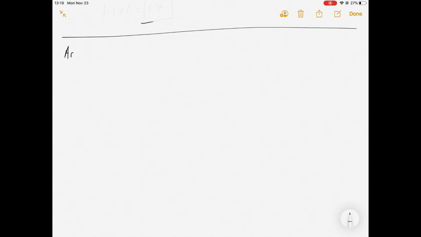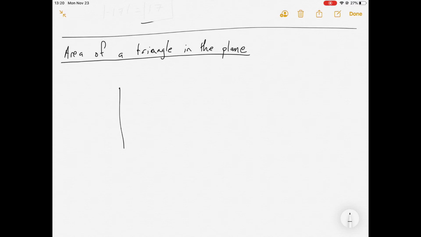The next application I want to cover deals with the area of a triangle in the plane. It's similar to the parallelogram, except now I'm going to come up with some points for a triangle. Let me get my example. We're going to go with 1, negative 2. I'm going to go with 3, negative 4. And then we're going to go with 5, 2.